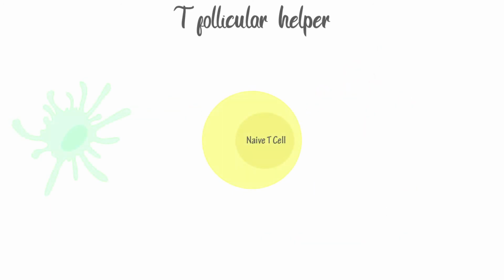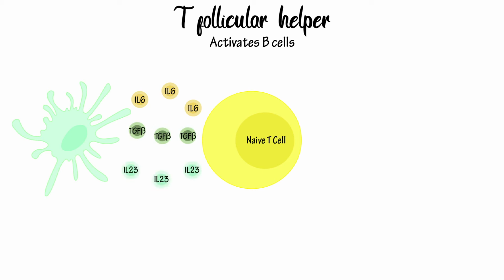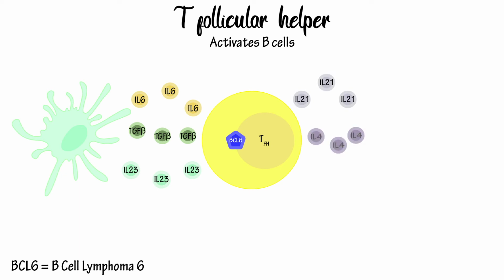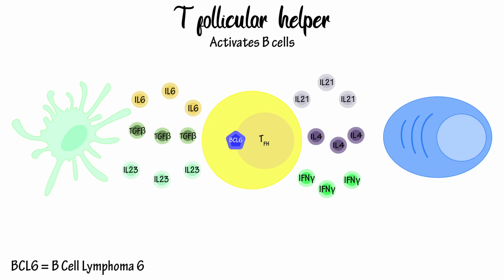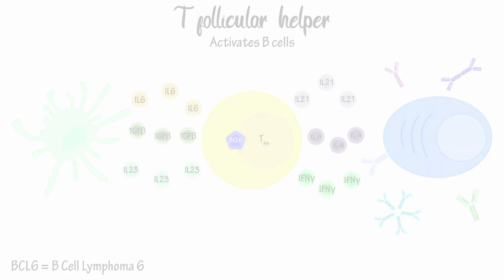The T follicular helper response serves to activate B cells. They have multiple polarizing cytokines, mainly being IL-6, TGF-beta, and IL-23. The transcription factor upregulated as a result is called BCL6. The resultant cytokines they produce are IL-21, IL-4, and interferon gamma to mature and activate B cells and encourage them to produce antibodies specific to that pathogen. Eventually these B cells can become memory cells, so in the event of future infection, the response is much quicker.